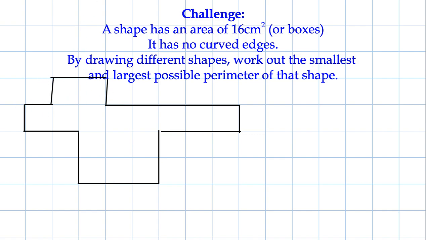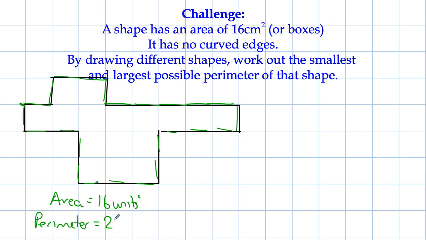Now I could count that perimeter. Let me do it, just quickly. The perimeter, remember, is the length of all the lines around it. So if I start here, 1, 2, 3, 4, 5, 6, 7, 8, 9, 10, 11, 12, 13, 14, 15, 16, 17, 18, 19, 20, 21, 22, 23, 24. So this shape here has an area of 16 square units and a perimeter of 24 units.